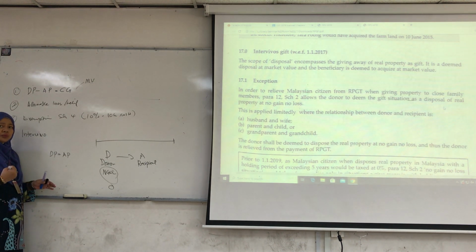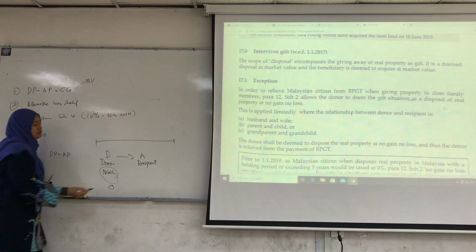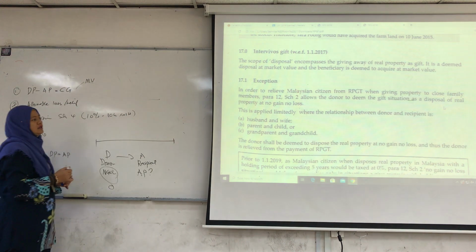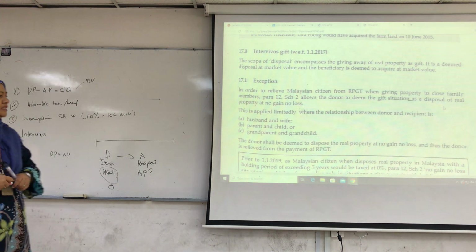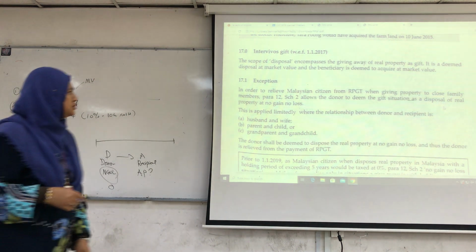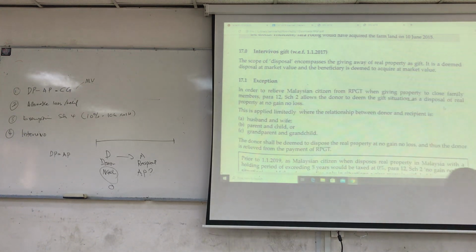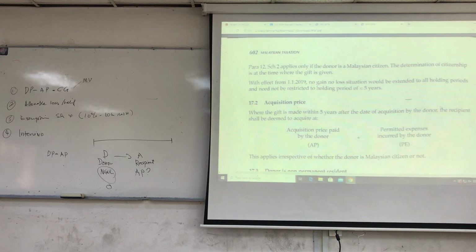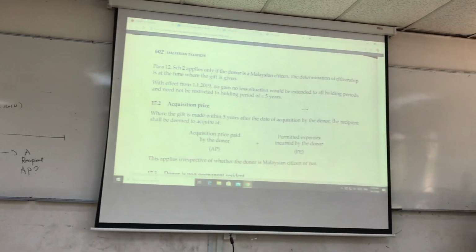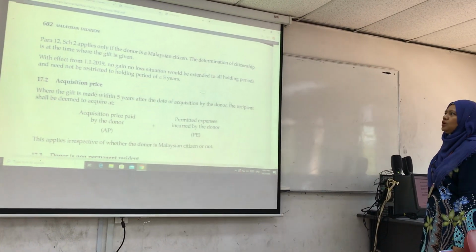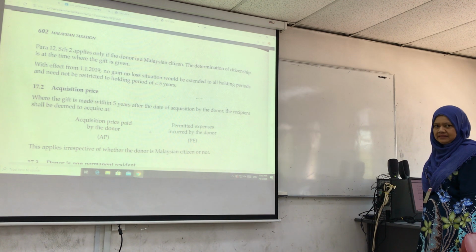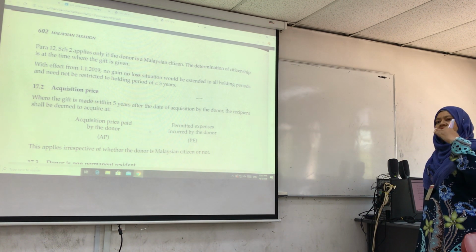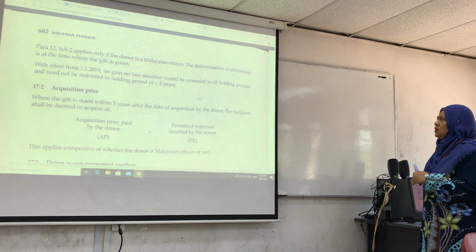Does the recipient pay anything? No. But what is the acquisition price for the donor? In this case, the donor shall be deemed no gain, no loss. What happens to the recipient? Paragraph 12 Schedule 2 applies only if the donor is a Malaysian citizen. It means that if the donor is a Malaysian citizen, then it is a no gain, no loss.